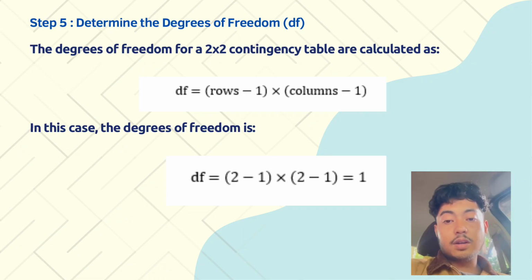The degree of freedom formula is simple, which is number of rows minus 1, multiplied by number of columns minus 1. So with the question scenario, we already identified that the number of rows and number of columns are 2. So we fit it in the formula, which is degrees of freedom equals 2 minus 1 multiplied by 2 minus 1. So the final answer for degrees of freedom will be 1.